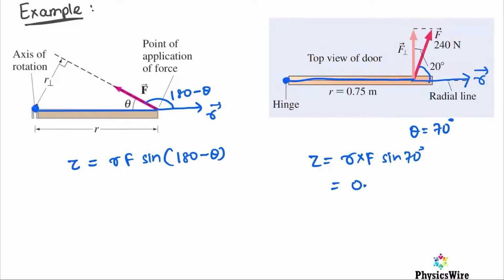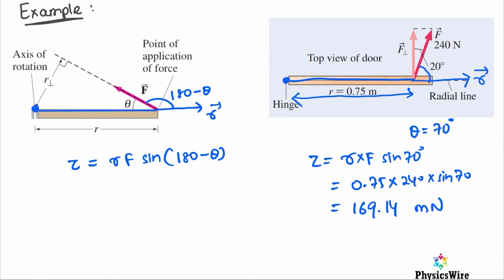So R is given as 0.75, and force is given as 240, into sine 70. When you calculate it, you will get some value. Let's calculate 0.75 into 240 into sine 70. This is equal to 169.14. And the unit of this torque is R into F, so this is meter into Newton. We write it like Newton into meter.